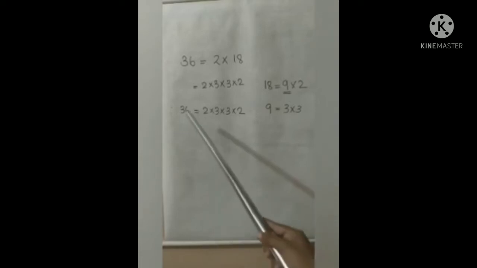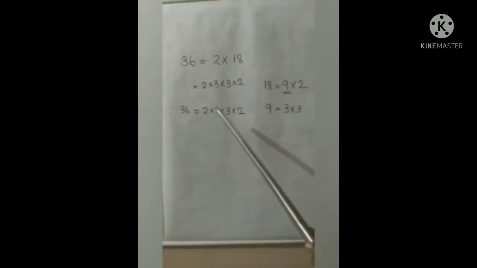Expressing a number as a product of its prime factors, that is prime factorization. Now, this prime factorization we can perform in two different ways. One is the factor tree and the other is the long division method. We can look through examples.